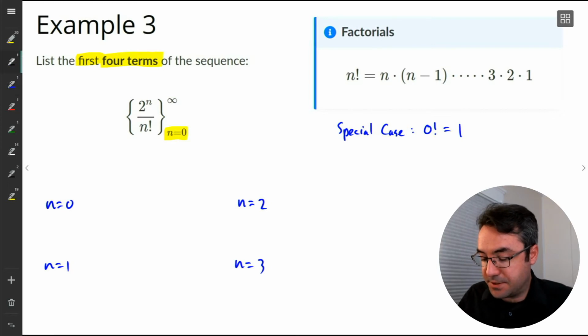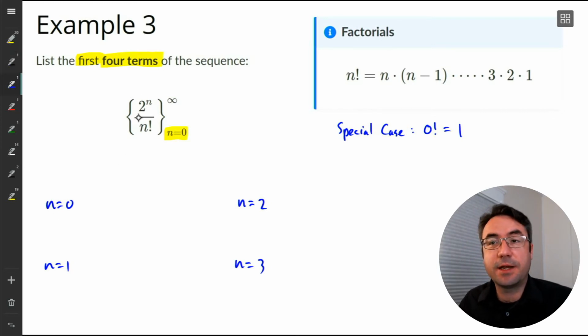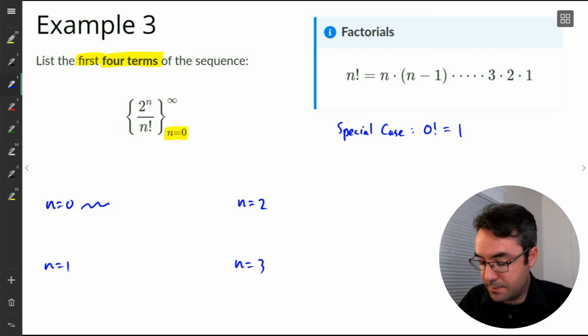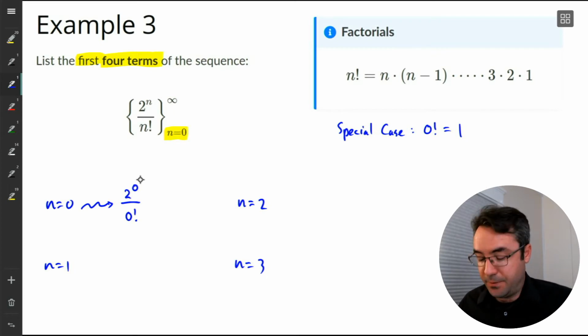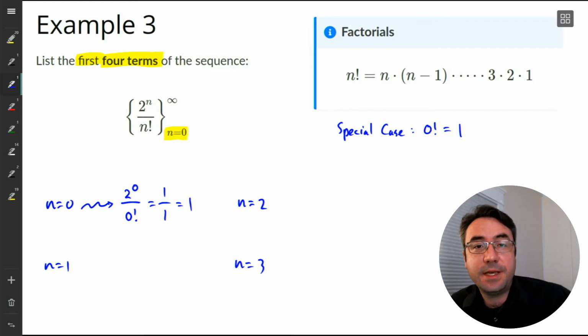All right, so let's do what we've been doing. Let's start with n equals 0, plug it into our formula. So we get 2 to the 0 over 0 factorial. And when we do this, 2 to the 0 is just 1. And 0 factorial, by our special case over here, is also 1. So our first term is 1.